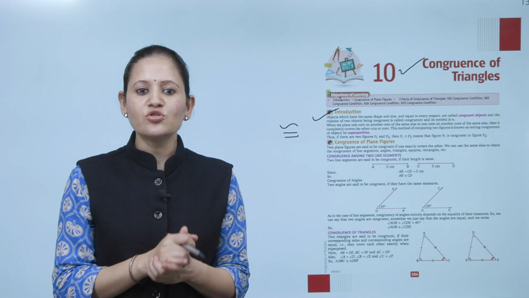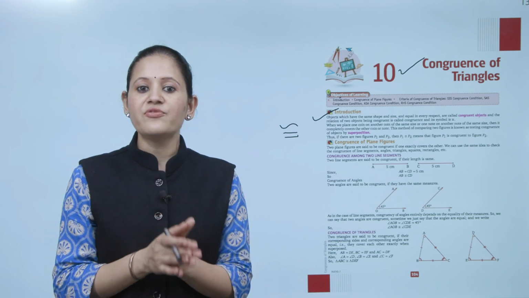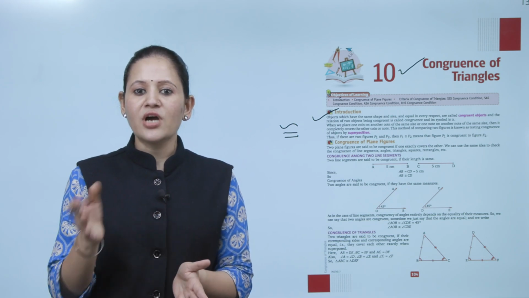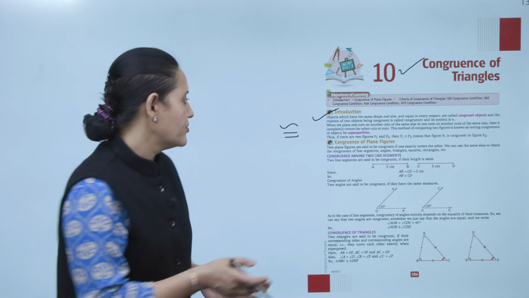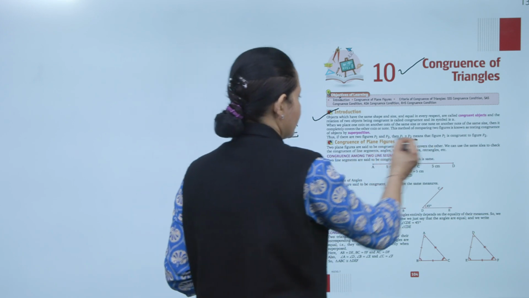Thus, if there are two figures F1 and F2, then F1 is congruent to F2. That means the figure F1 is congruent to figure F2. This is the sign of congruency. Clear?